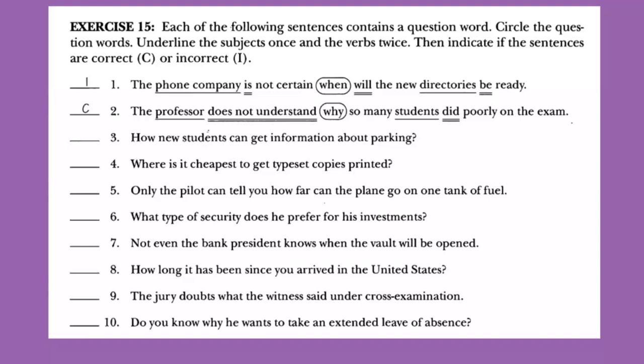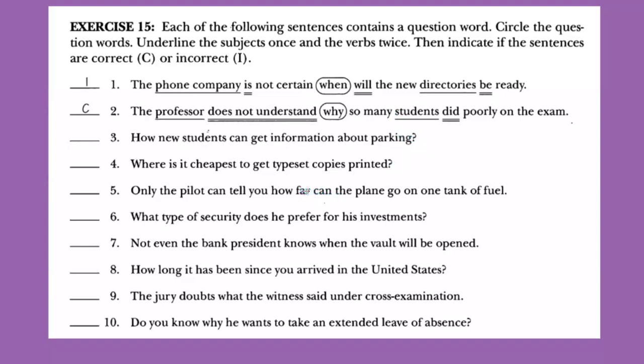Okay, let's check the answers. Now we've already gone through 1 and 2, which are the examples. So let's continue with the next ones. Number 3 is incorrect because it should be, can new students? Here we have a hint, a question word. That means the subject has to be inverted. Number 4 is correct. Number 5, incorrect. It should be, the plane can, and no, can the plane.